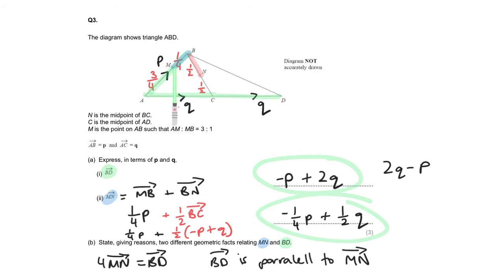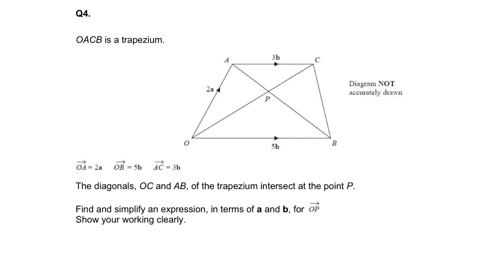However, we know if I created a direct path from M to N, I know it'd be minus 1 over 4 P plus a half Q. I know that's how long it would take. We've just used this for our own paths, and then BD is here. Okay, so here we have a trapezium.